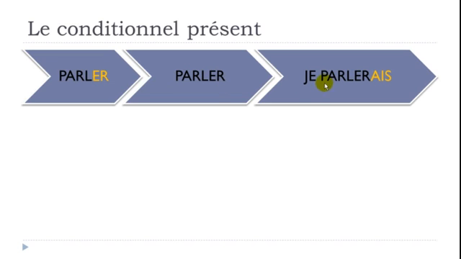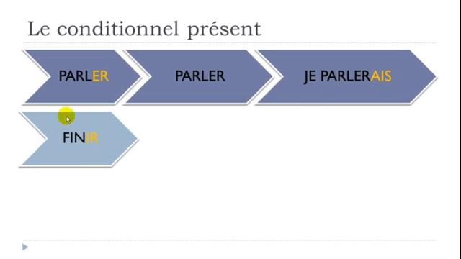And for je, the ending will be AIS, okay? So you don't need to modify your infinitive form. The basic form is like that, it goes there, and right after you just add the ending AIS, and you get je parlerai. All right, so it's quite simple.